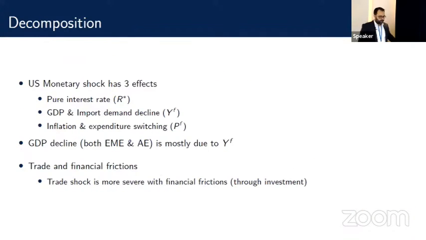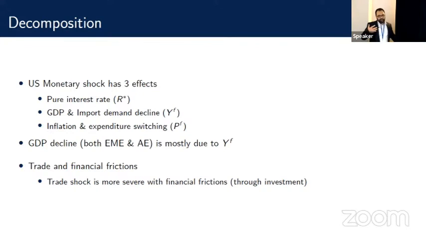So what we are going to do now is to decompose this US monetary policy shock into three components. First, there's a pure interest rate aspect: the cost of capital goes up, and people want to shift their portfolio to dollars. Second, GDP declines in the US, so Americans don't want to buy your goods anymore. Third, US inflation goes down, which makes American goods cheaper, so they don't want to buy your goods again.